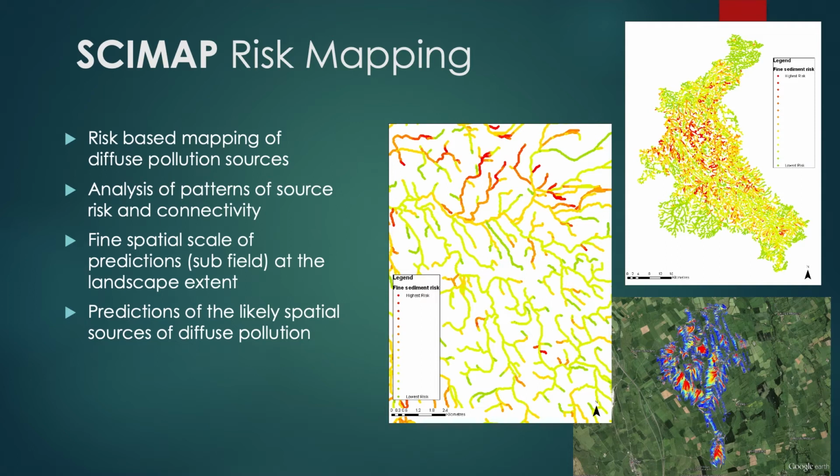The SCIMAP toolkit allows you to answer one question, which is, where do you place mitigation features for diffuse problems within the landscape? So SCIMAP mapping is based on a risk-based approach to look across landscapes and across catchments and analyse their connectivity and source risks to come up with detailed maps that have fine spatial resolution with subfield scale detail, but at the landscape extent. And these predictions then give you an idea of the likely spatial sources of diffuse pollutants from across the landscape.